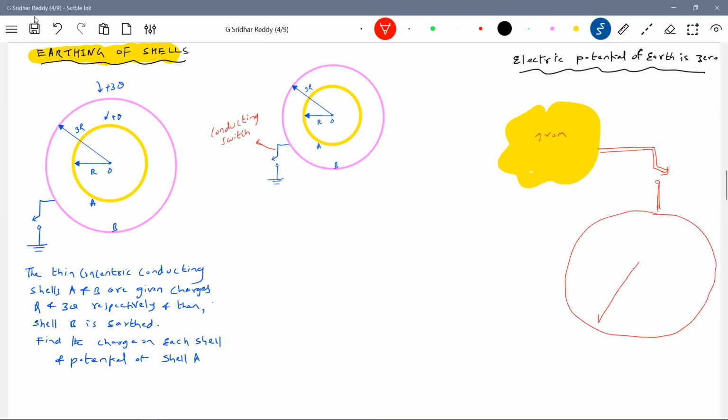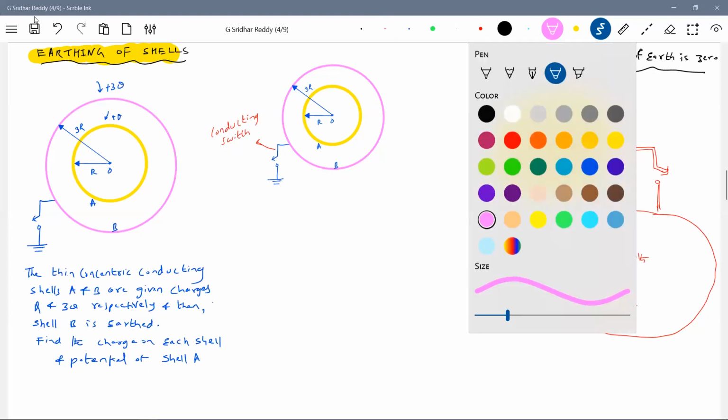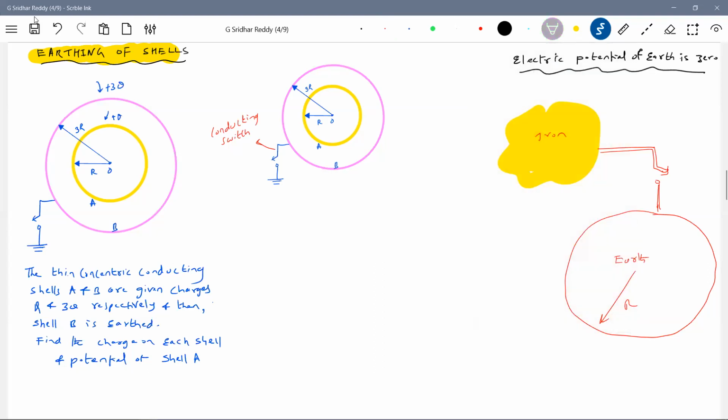So to help your imagination, this is the earth. We know the potential of earth is in fact 0; the potential of earth we take to be 0. Now the iron body is there, and iron is a conductor. The earth is the reference for us. It's like a sink, an electric sink you can call it. It has 0 potential.